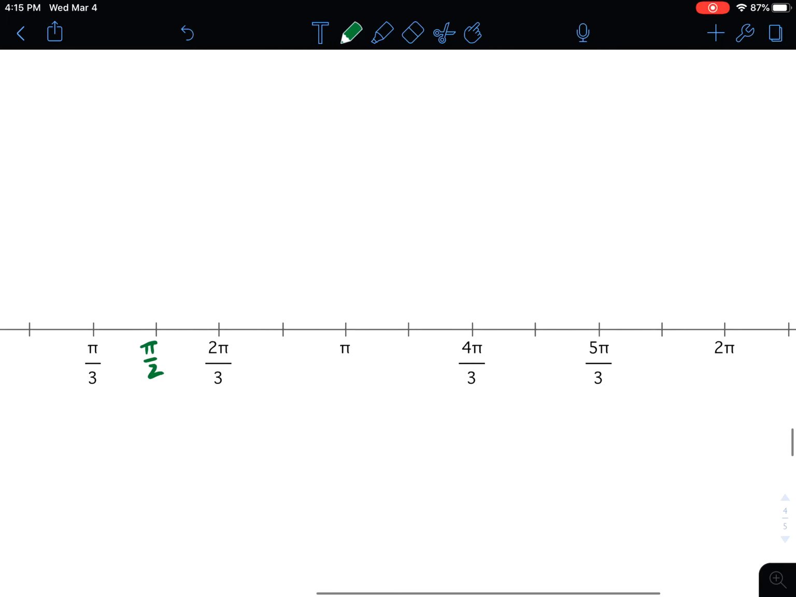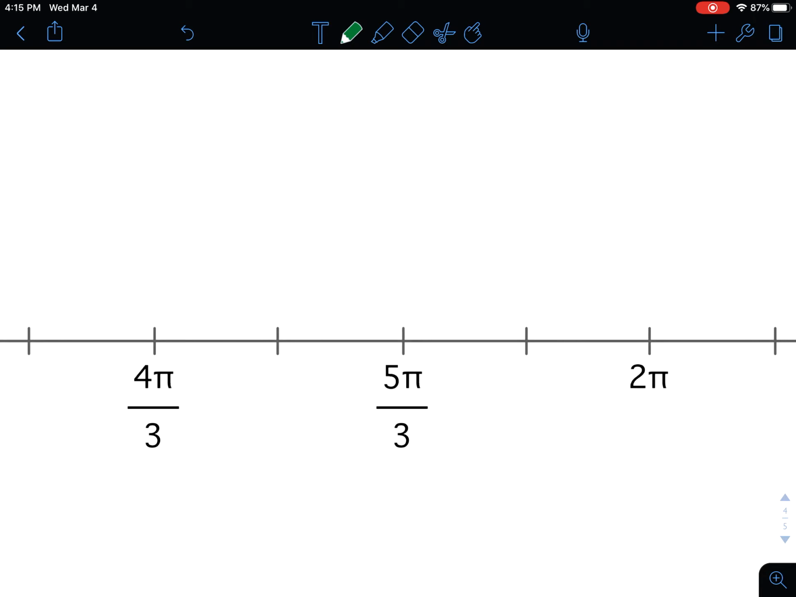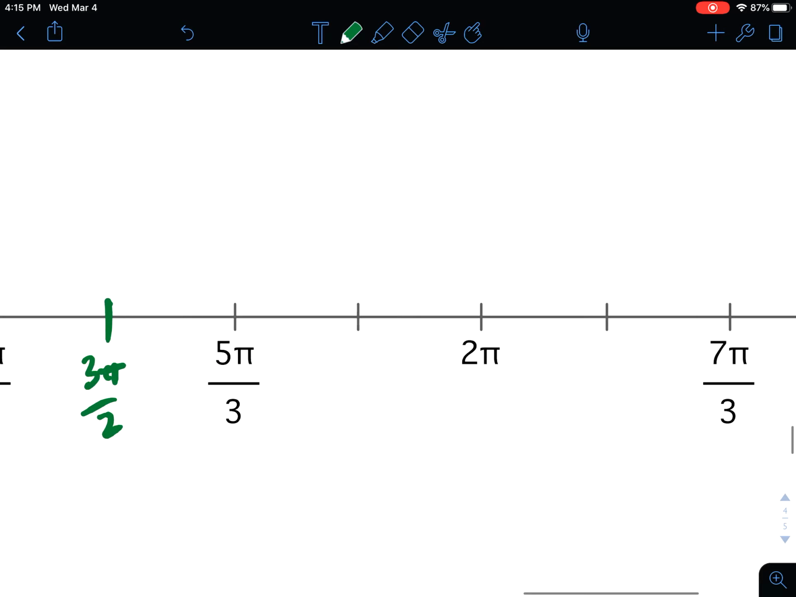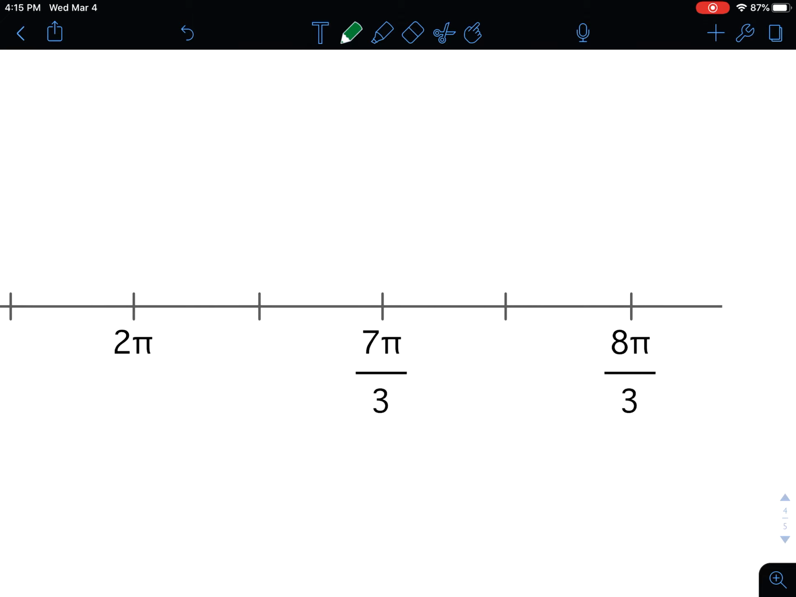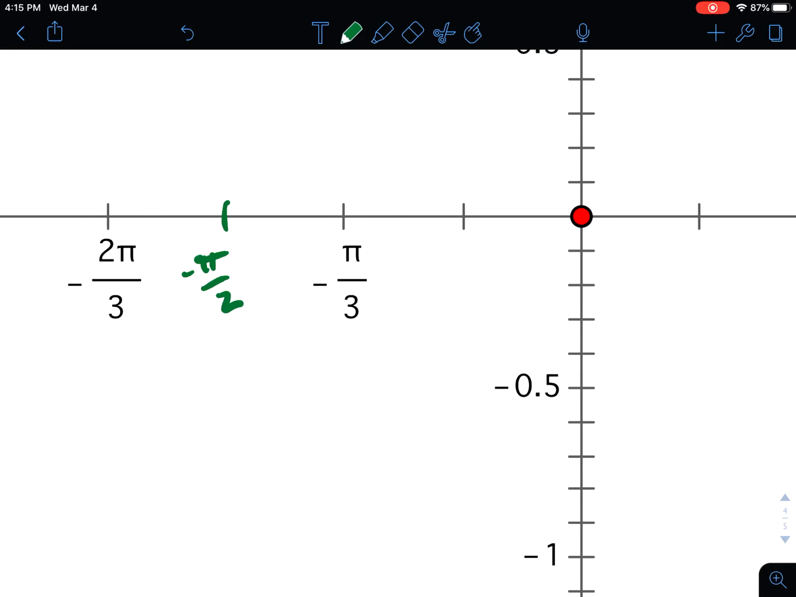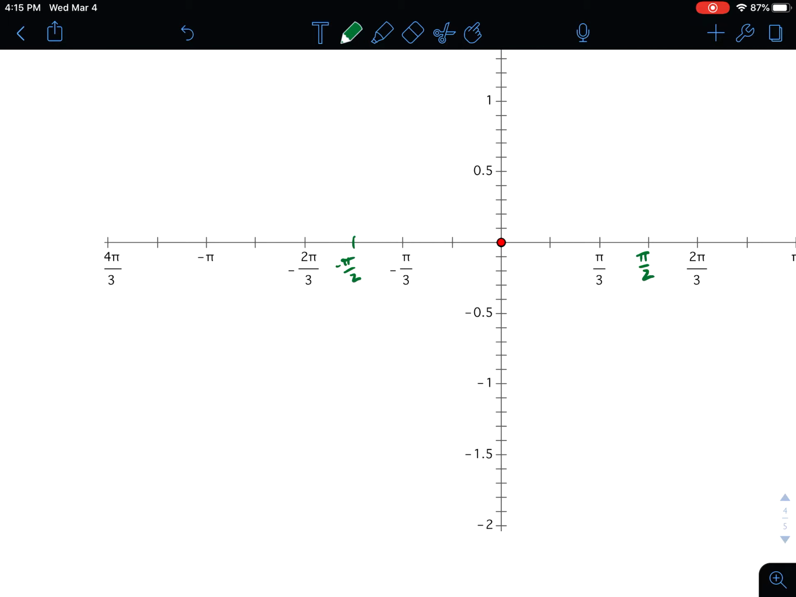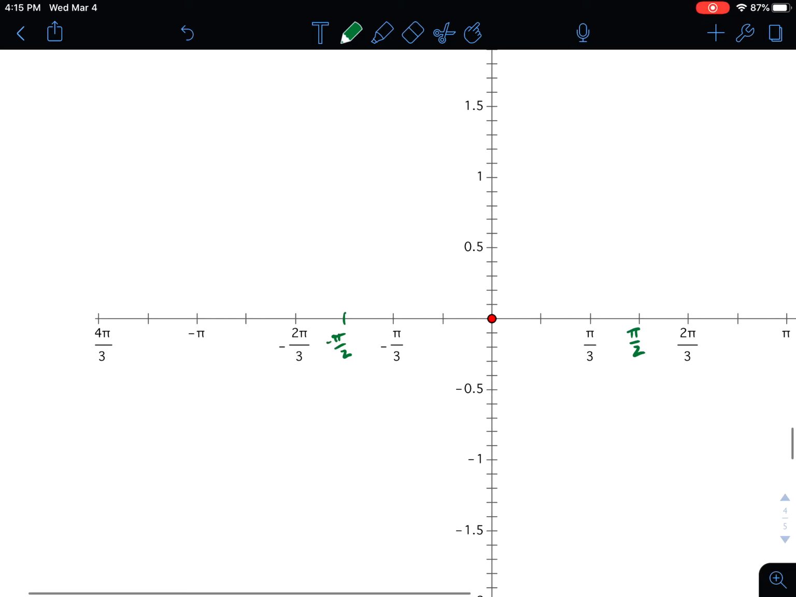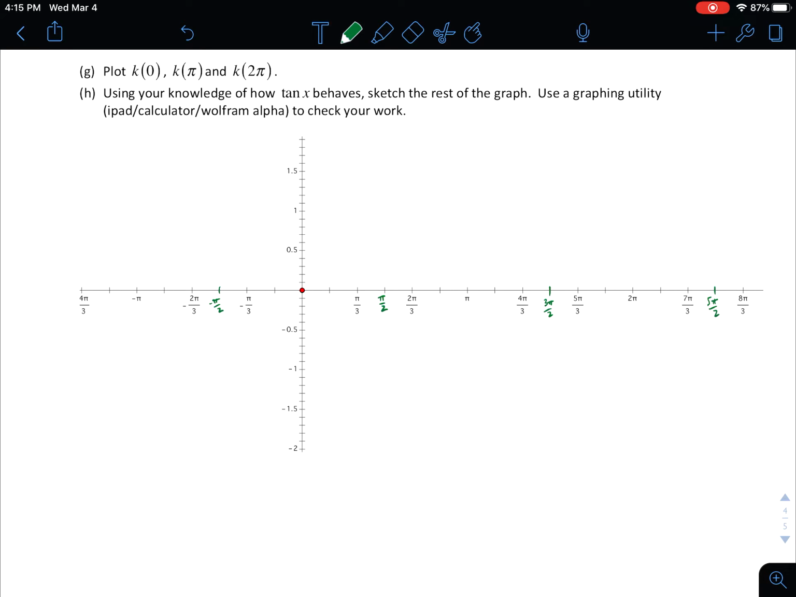And so we would expect to have a vertical asymptote at pi over 2. Pi over 2 is going to be halfway between 0 and pi, so that's going to be right here. We would expect to have one at 3 pi over 2, which will be right here. And then again at 5 pi over 2, which would be here. We'd expect to have one at negative pi over 2 there. And so I'm going to drop in those vertical asymptotes. We would have one right here, one right here, one right here, and another one over here.